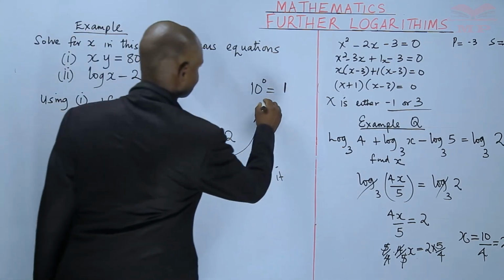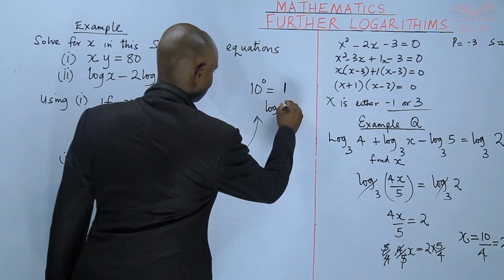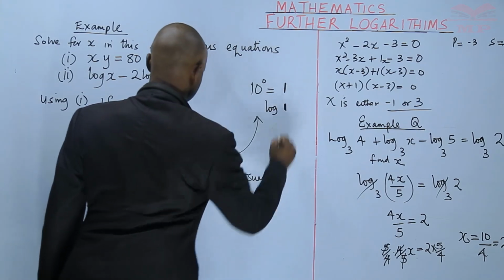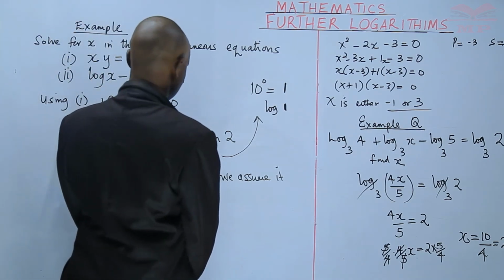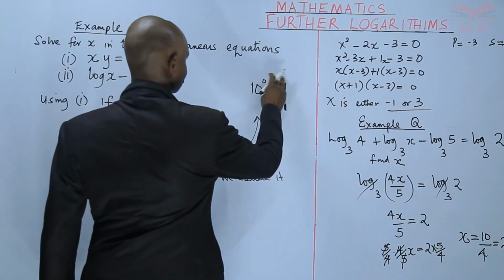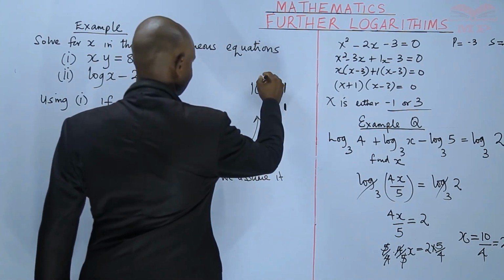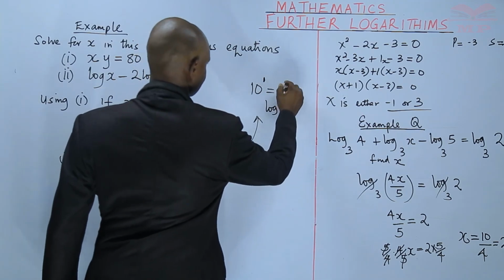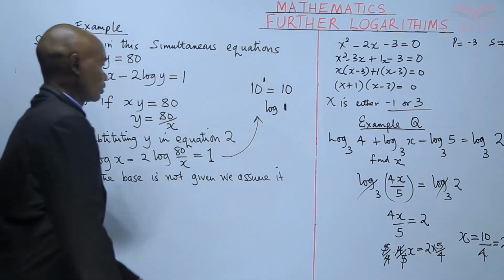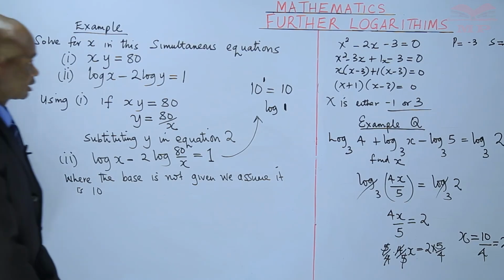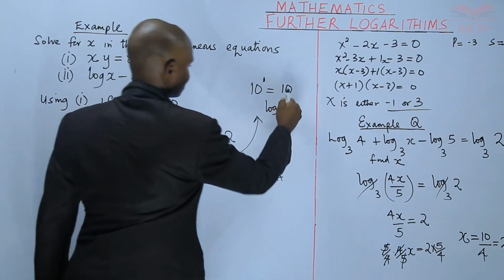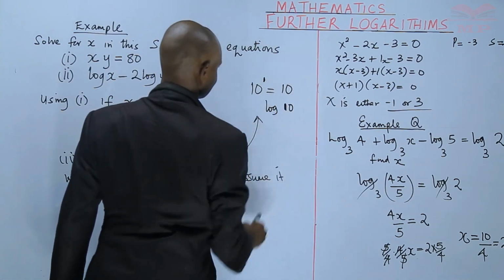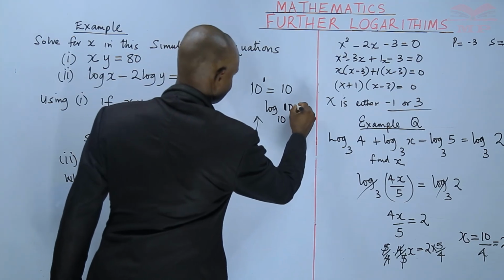So you can say log of 1 is 0, and 10 raised to 1 is equal to 10. It will mean the log of 10 to the base 10 is equal to 1.